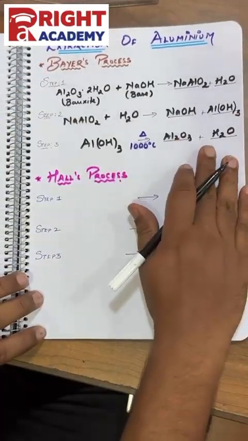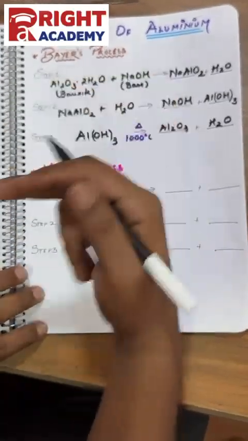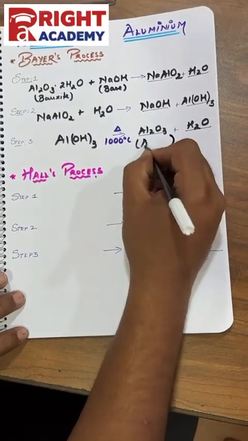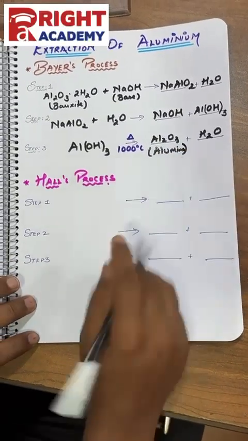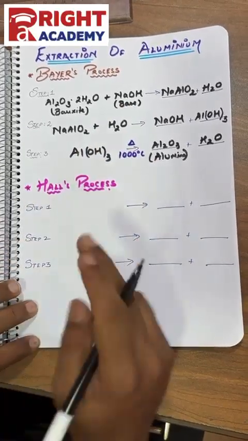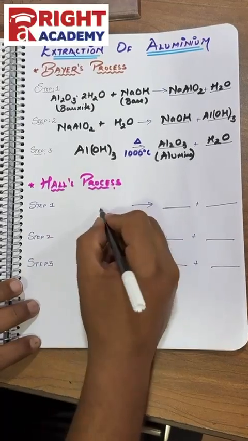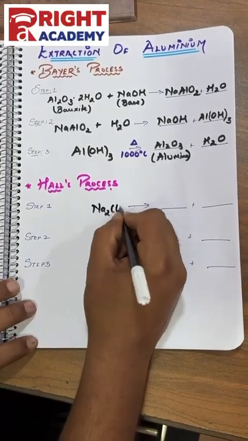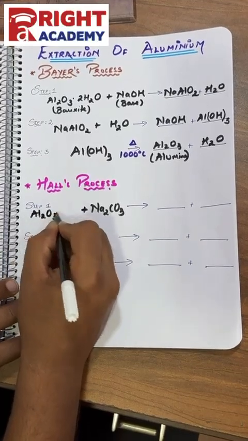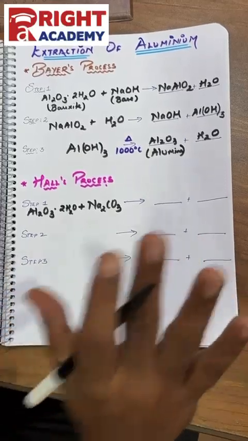Now, since we are done with Bayer's process, we also have Hall's process. Now, what is Hall's process? A cheaper method to produce this product over here. By the way, what is this product? This is alumina. So, to produce this, instead of NaOH, Hall and Heroult, 2 scientists, went for another base, and that is Na2CO3. The reaction starts with the same Al2O3 dot 2H2O. That's your bauxite.